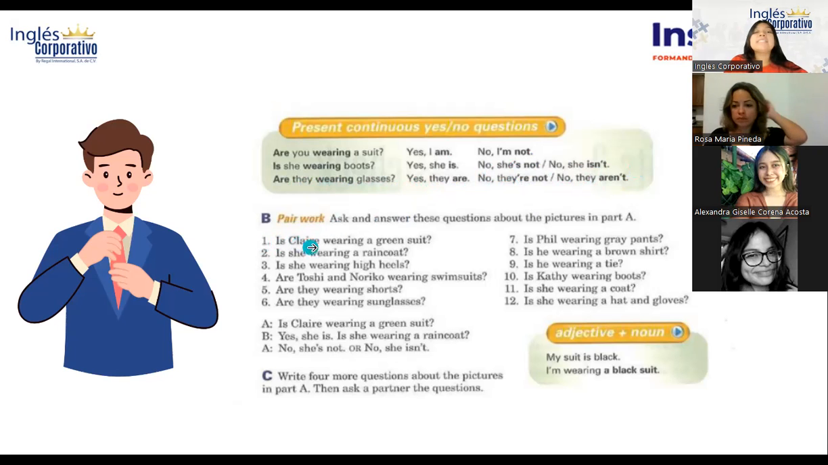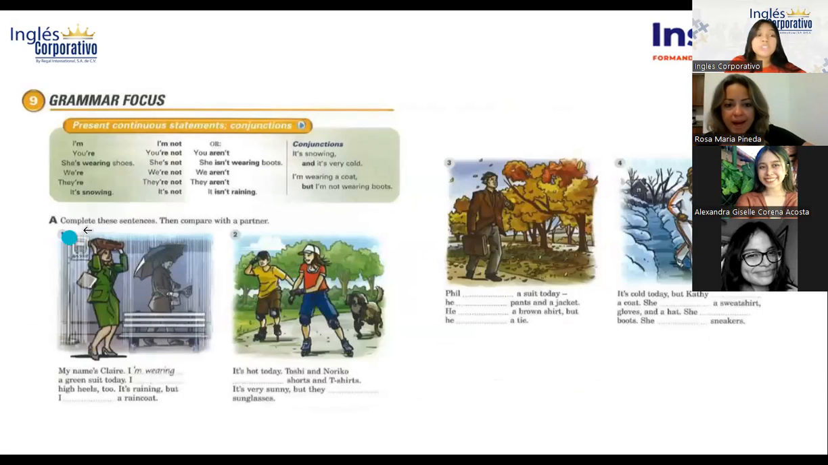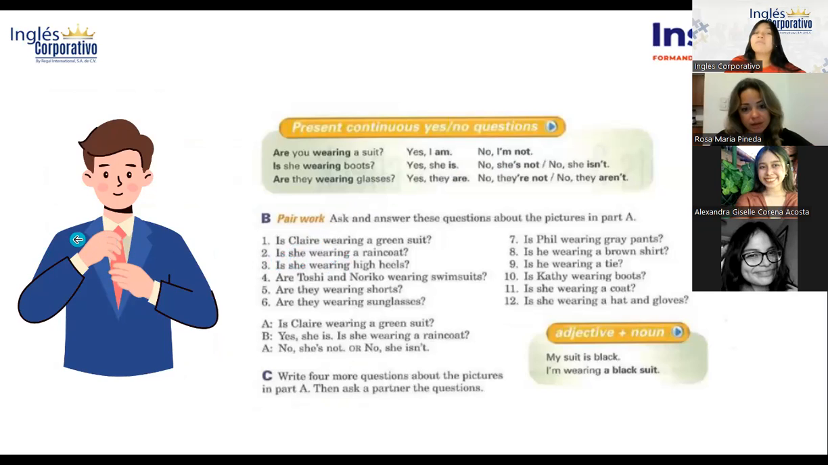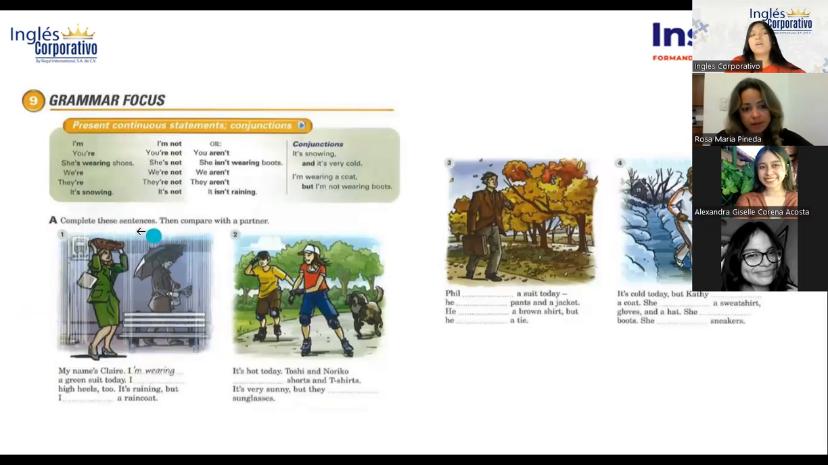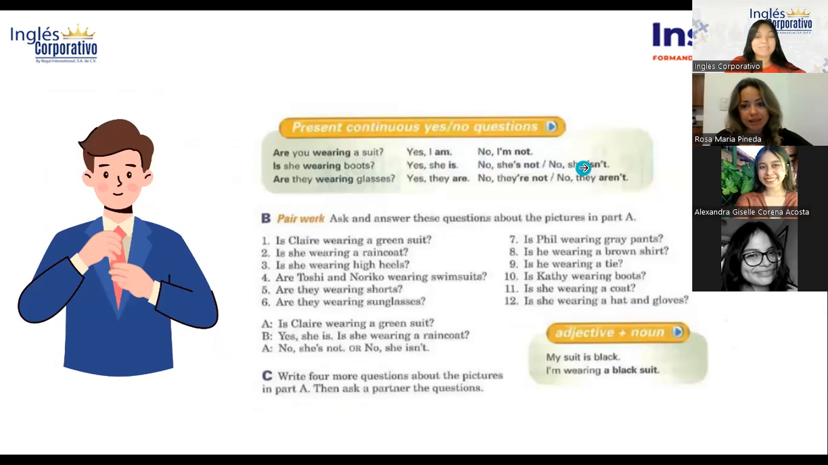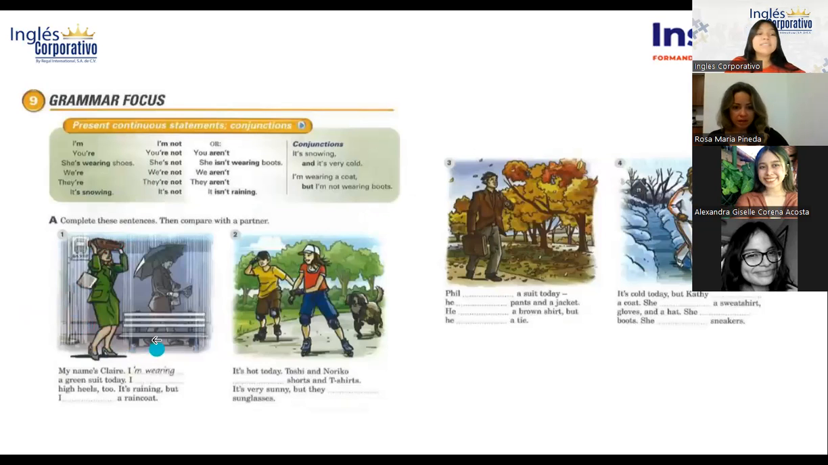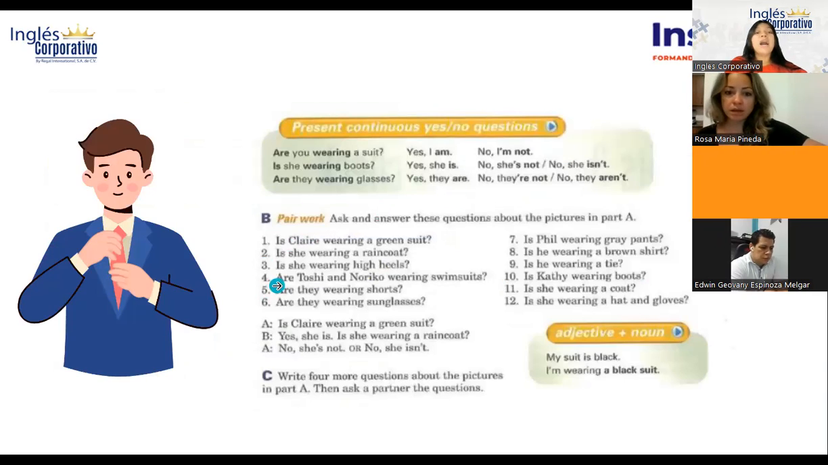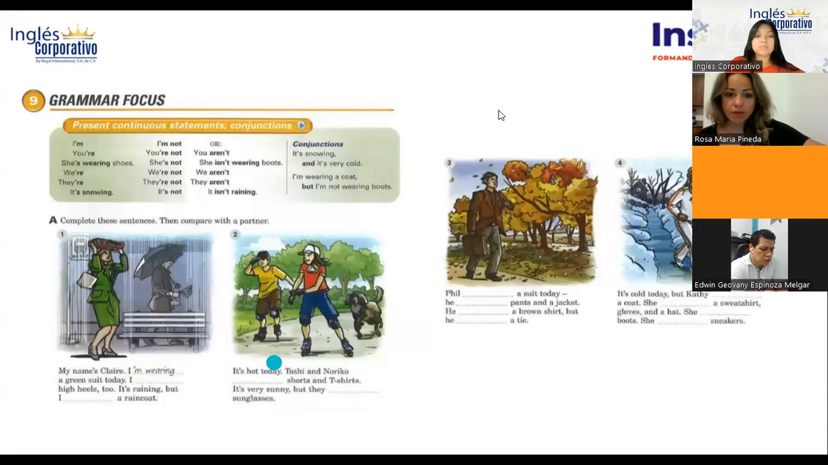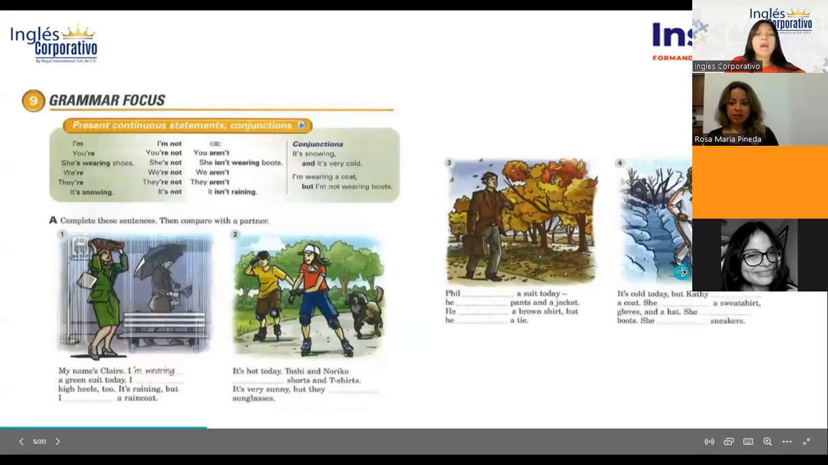So now let's see. Question number one. Is Claire wearing a green suit? Yes, she is. Is she wearing a raincoat? No, she isn't. Very good. Is she wearing high heels? Yes, she is. Very good. Are Toshi and Noriko wearing swimsuits? No, they are not. Perfect.